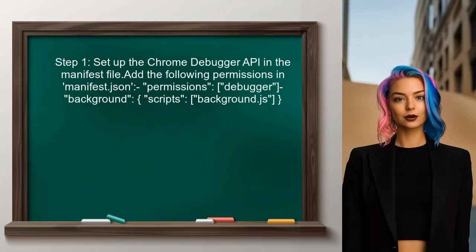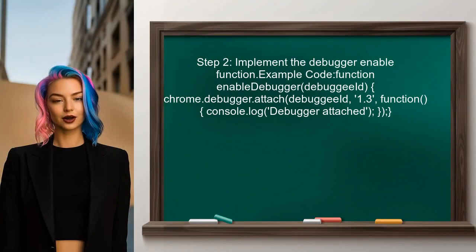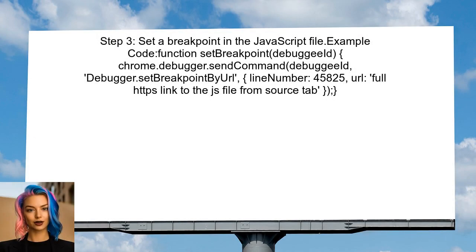To begin debugging the JavaScript file using a Chrome extension, the user should first ensure that the Chrome Debugger API is properly set up in their extension's manifest file. Next, the user needs to implement the function that will enable the debugger. This function will be triggered when the user wants to start debugging. After enabling the debugger, the user should set a breakpoint in the JavaScript file.